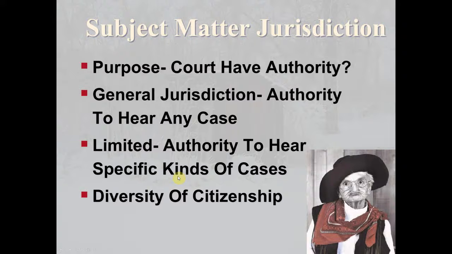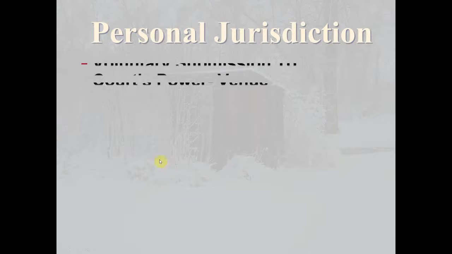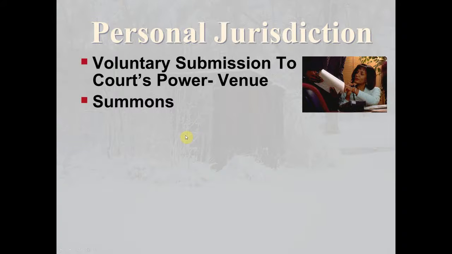And then the diversity of citizenship brings into those things where the federal courts might get involved. If the amount in contest or in controversy exceeds $75,000, then it may end up in a federal court. Okay? And federal issues obviously end up in federal court. Kidnapping across state lines becomes a federal offense. Personal jurisdiction, voluntary submission, they call it, to the court's power.